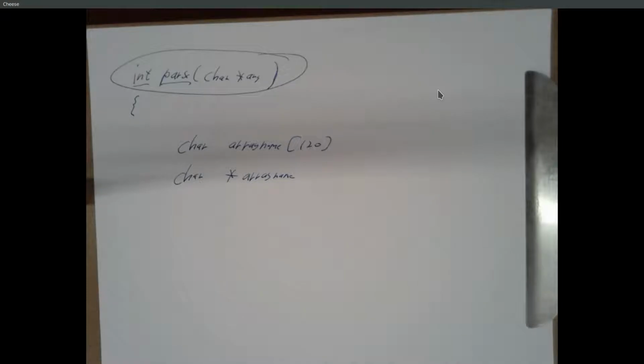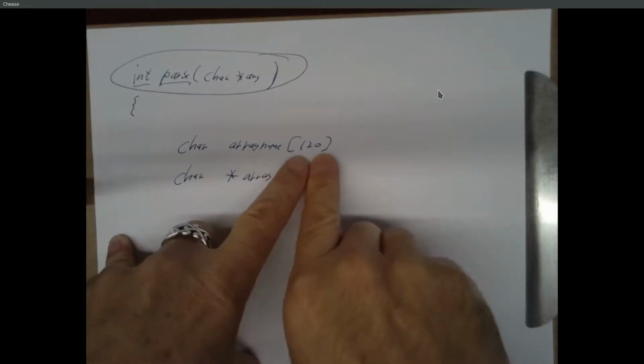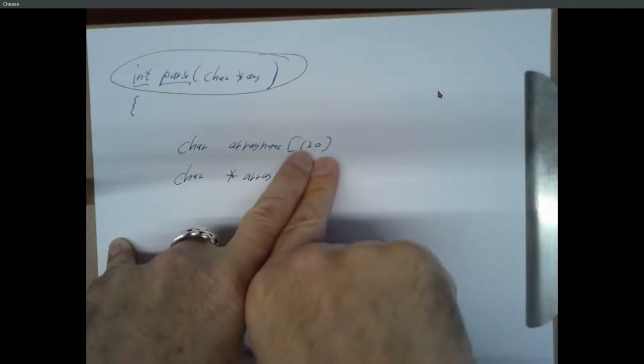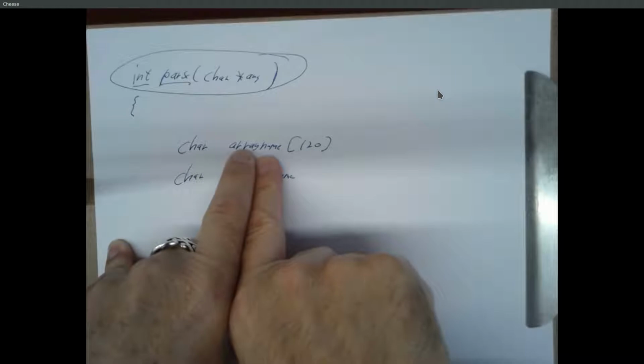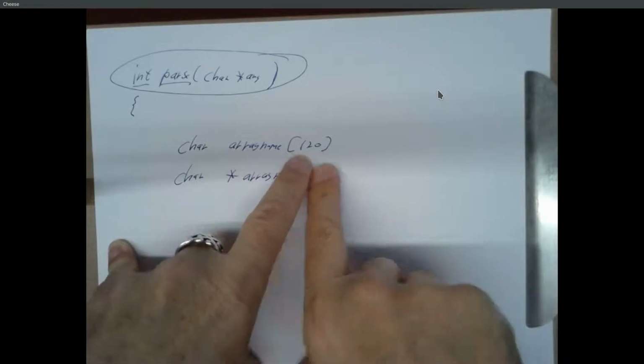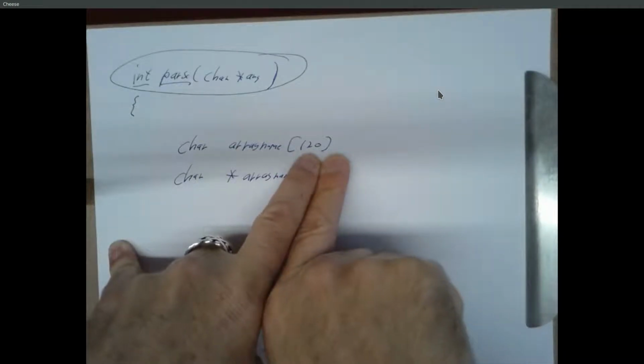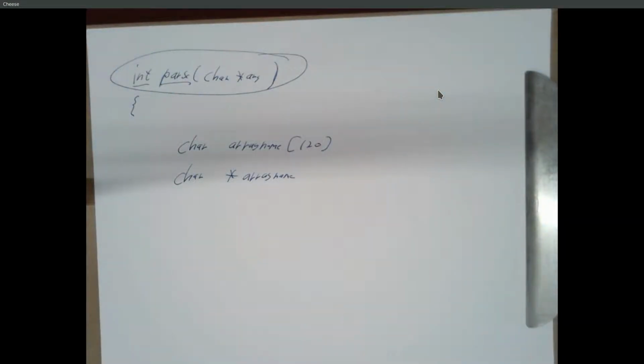All right, there's a fundamental difference between these two declarations. When we say char array name bracket 120, we're telling the compiler array name is going to be an array, a pointer to a character, and it's going to hold 120 characters. We're telling it how big this is. And the compiler will do the following.